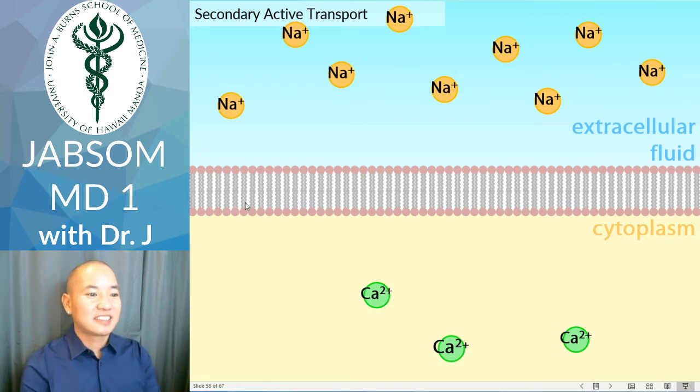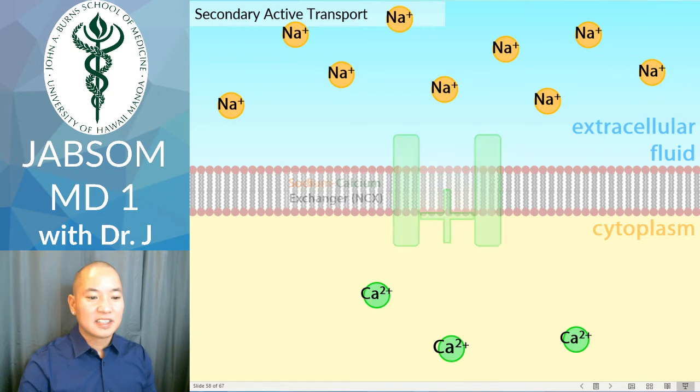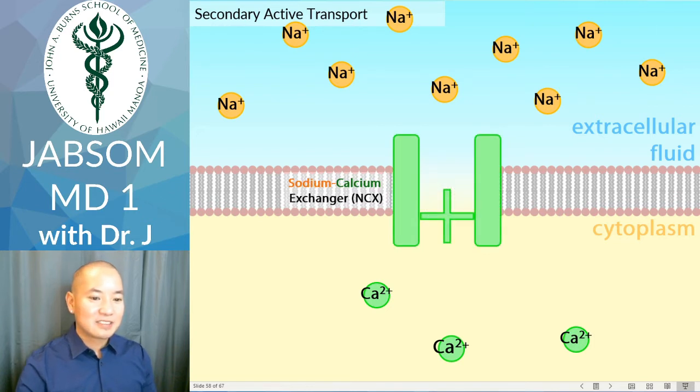Now let's talk about secondary active transport. So here we have sodium. Again, at rest, we have more sodium on the outside of a cell. And now we are talking about calcium. There's a special transport protein called the sodium calcium exchanger. What the sodium calcium exchanger does is use the concentration gradient, a fancy term for difference, more sodium on the outside, and uses the natural tendency of sodium to flow from the outside to the inside, if given the opportunity, to drive the movement of calcium.